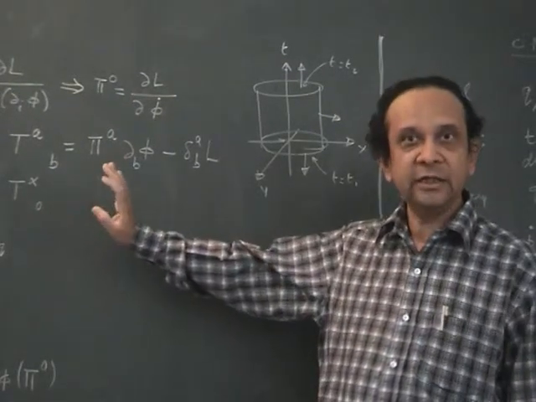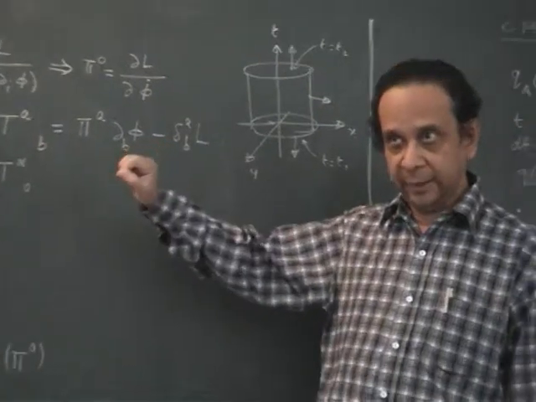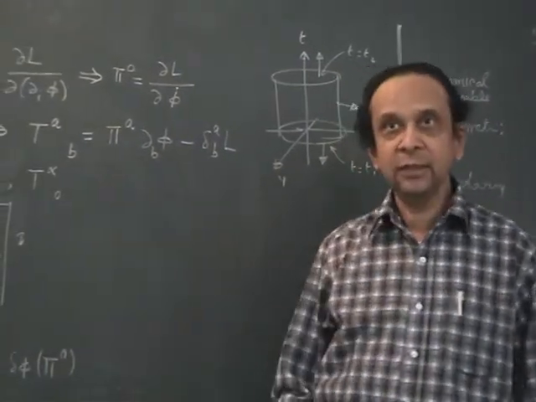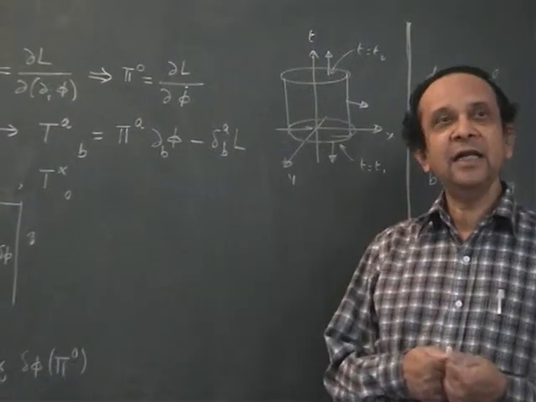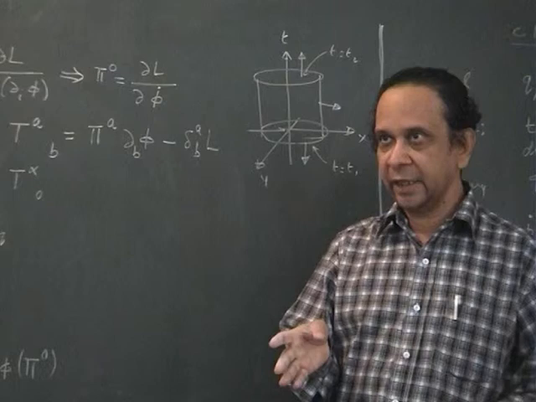They will essentially correspond to the alpha component. Remember that in my notation, Greek letters go 1, 2, 3, English letters go 0, 1, 2, 3. So the alpha goes 1, 2, 3. So this is a vector. And you will find it is E cross B's alpha component. That is the momentum density in electromagnetism.